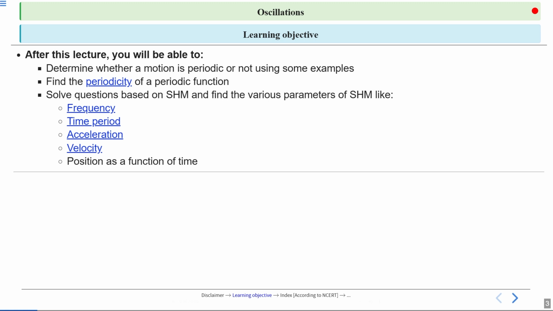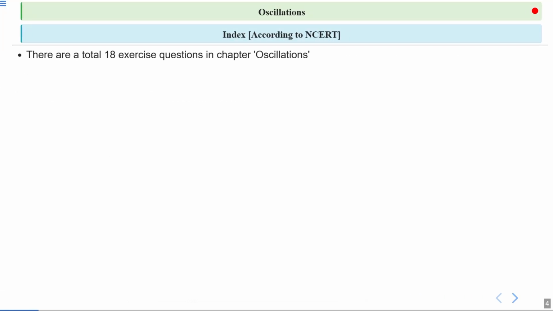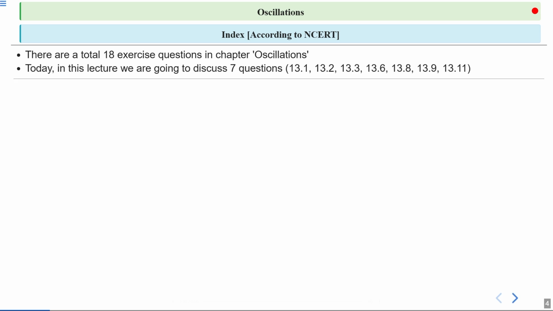Alright. This is our index. There are total 18 exercise questions in this chapter, oscillations. But in today's lecture, we are going to discuss only 7 questions.